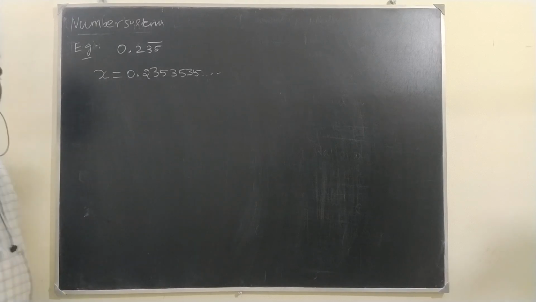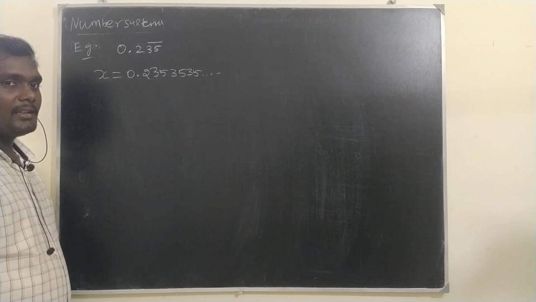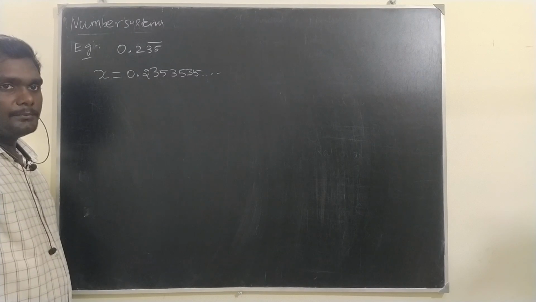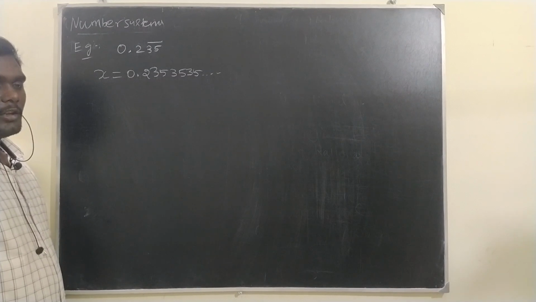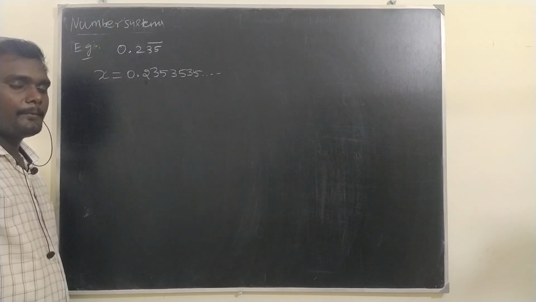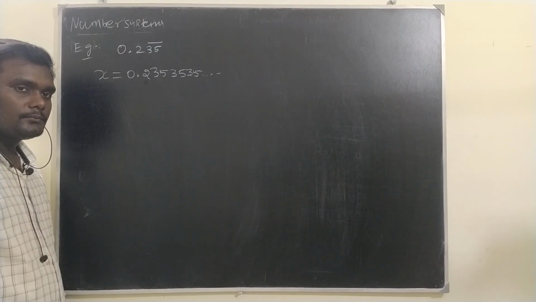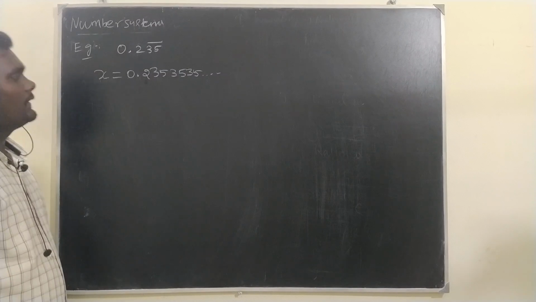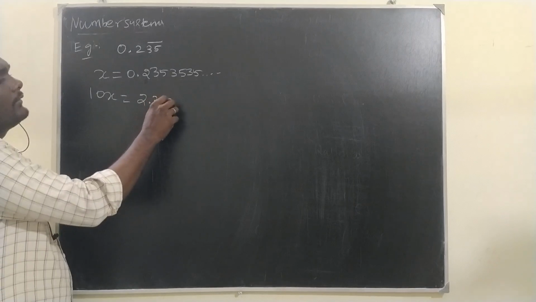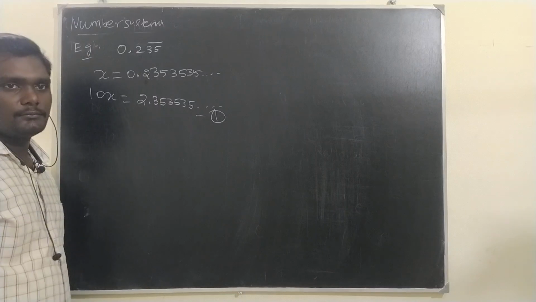And then here there is a new method. First we have to bring the non-repeating decimal to the front. How will you bring it? How many digits are there? Only one digit, and that has to come to the front. What number do we have to multiply? Unmute yourself and say 10x. So 10x is equal to 2.353535 and so on. That is our equation 1.